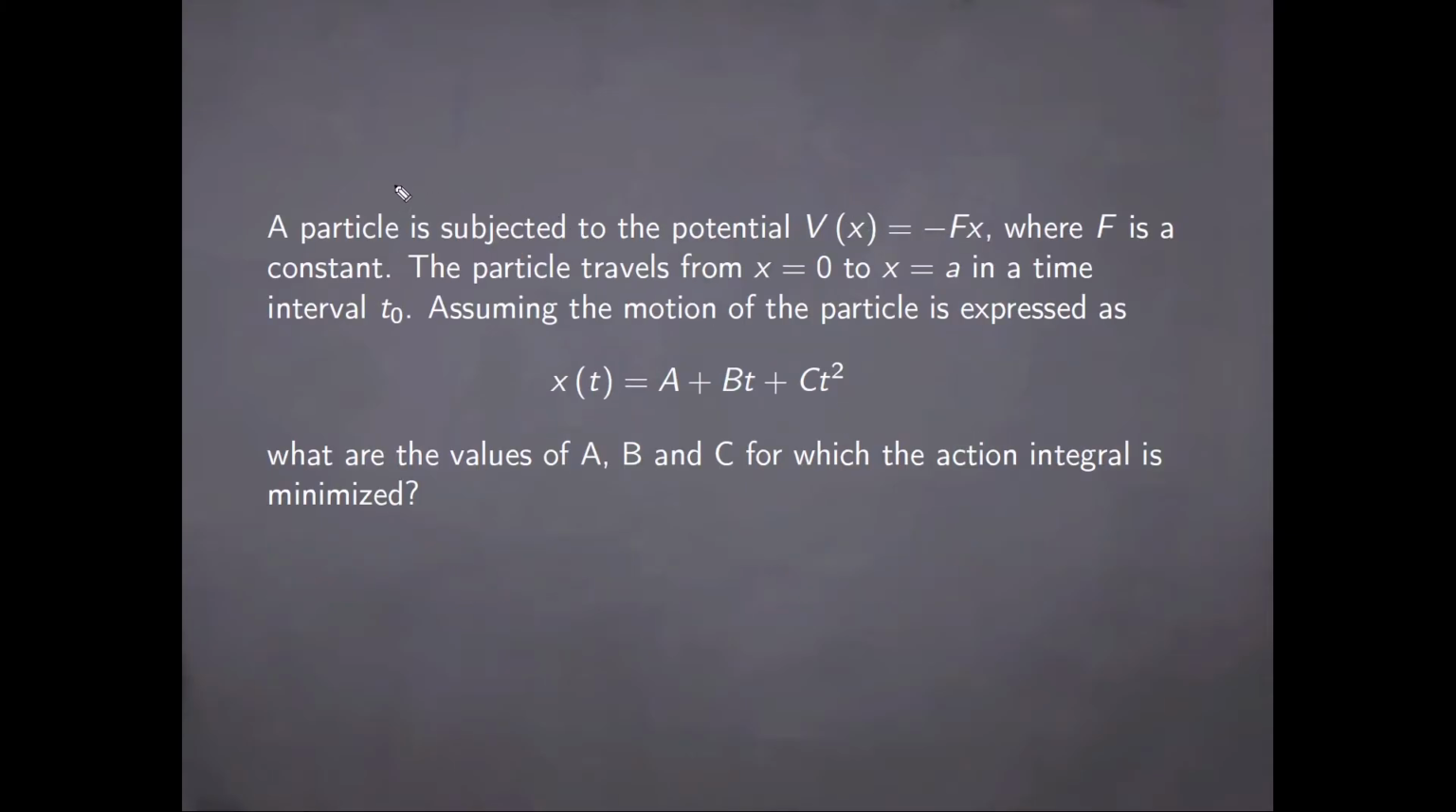For the first application, we will consider a particle that is subjected to the potential V of x equal to minus F times x, where F is a constant. The particle travels from x equals 0 to x equals a in a time interval t0. Assuming the motion of the particle to be expressed as given here, so x as a function of time is a quadratic function, we are asked what are the values a, b, and c for which the action integral is minimized.